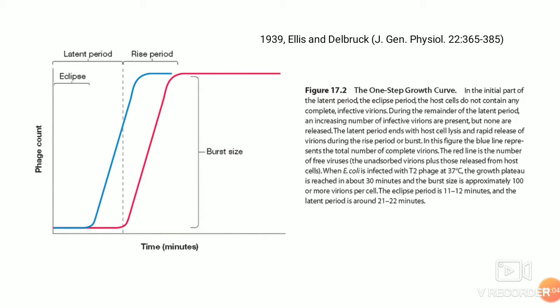The one-step growth experiment was done in the 1930s, that is 1939, by Max Delbruck and Emory Ellis, and this was the beginning of bacteriophage research. The experiment is very simple. The experiment involves mixing of a culture of susceptible bacteria, such as what I was talking about in the previous lecture, E. coli, and its respective bacteriophage.